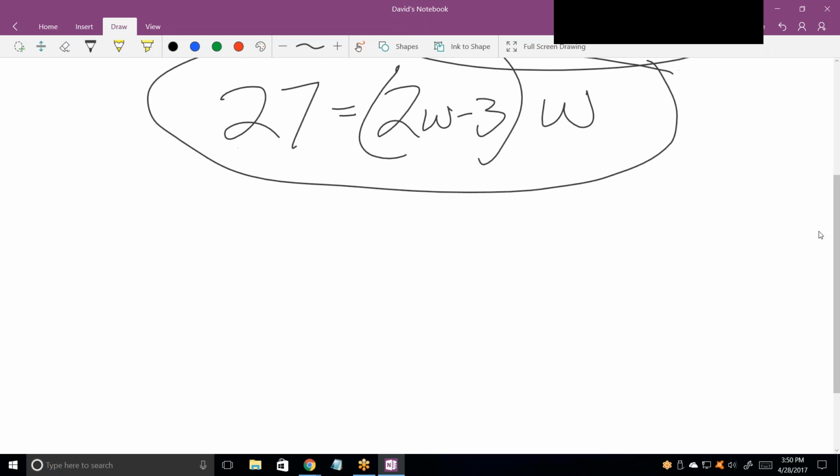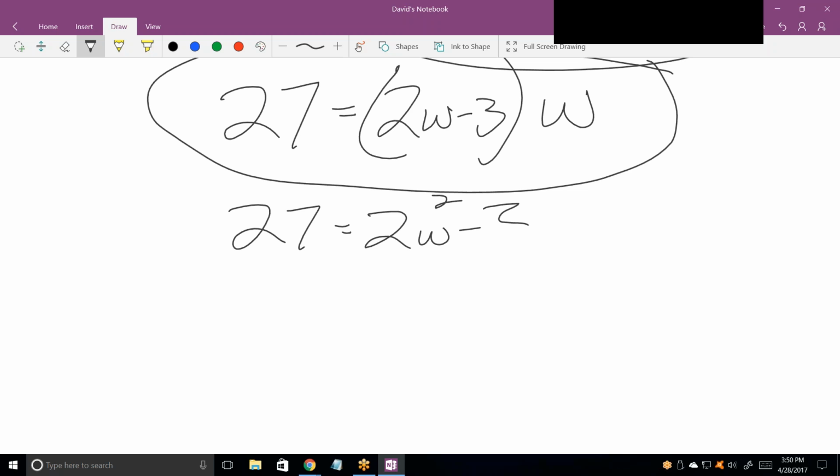Now, how do you proceed? Well, you distribute the W. So what do you get? You get 2W squared minus 3W equals 27. And now what? Now you can add 3W to both sides.